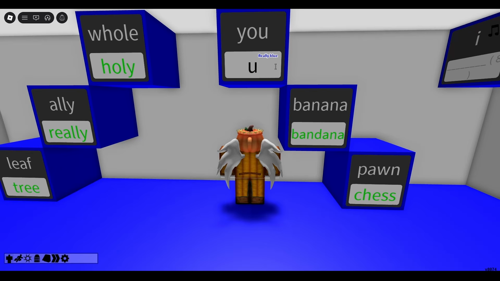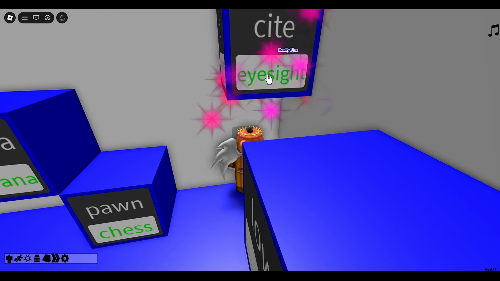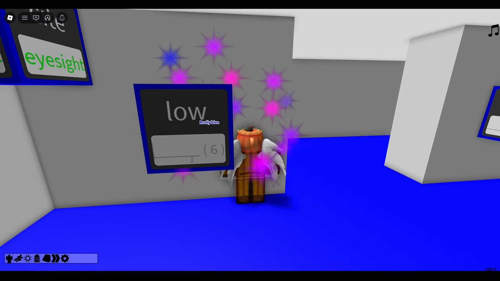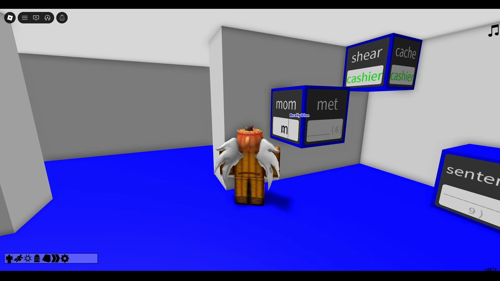Udder. Udder. No? U, and it's somehow in U _ R. Eyesight. There we go. Flower man. Flower man. Is this meant to be moment? Yeah, it was moment. Okay.